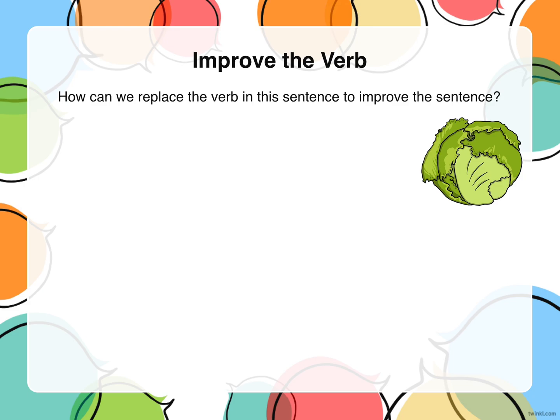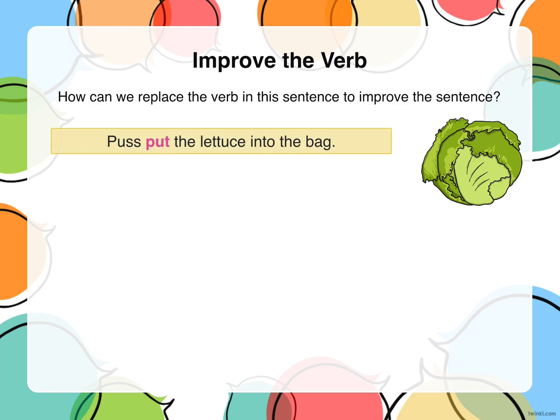Usually I would ask you to do this with a partner, but unfortunately, me at the other end of this iPad needs to be your partner today. So, improve the verb. How can we replace this verb in the sentence to improve the sentence? Puss put the lettuce into the bag.